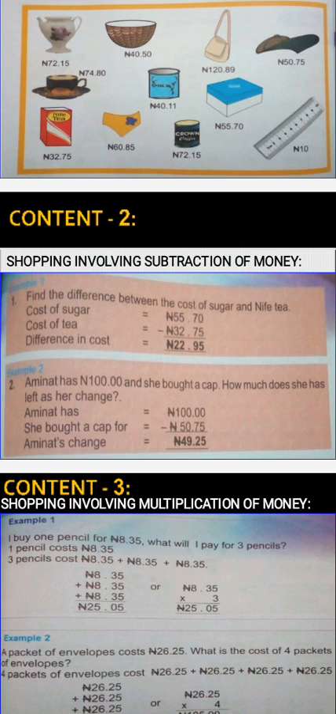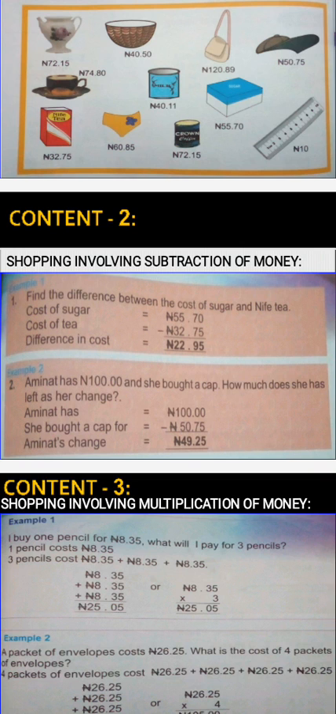From the price tags, the cost of sugar is 55 naira 70 kobo, then the cost of tea is 32 naira 75 kobo. So it means that the cost of sugar is bigger than that of tea. So the cost of sugar is up and that of tea is down. So let's look at the difference. I told you the difference is the same thing as minus, and minus is the same thing as subtraction. Okay, so let's look at the difference now.